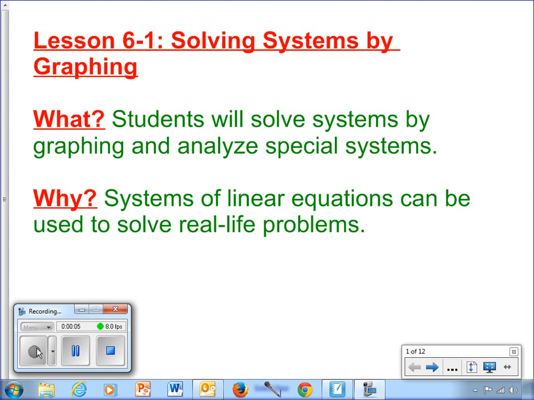This is Lesson 6-1 entitled Solving Systems by Graphing. The objective is that you will be able to solve systems of equations by graphing and that you will be able to analyze special systems. Special systems are ones that have no solution or they have an infinite number of solutions. The reason systems are so important is because we can use them to solve real-life problems. And when we return in January, we will be solving a number of real-life type problems.